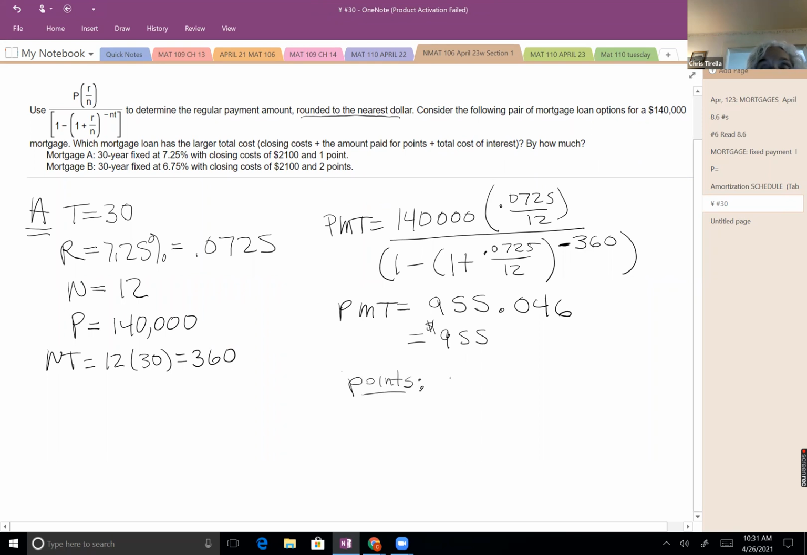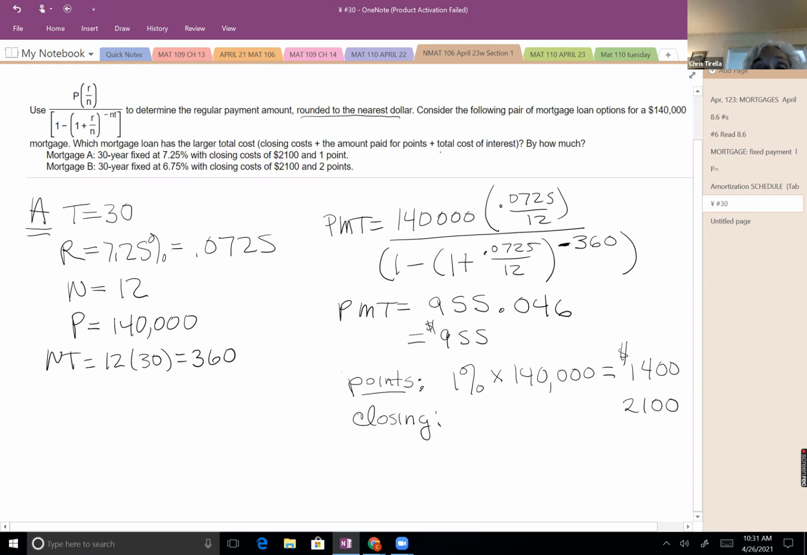This loan is 1 point, so it's 1% of the mortgage amount, which gives me $1,400. We know that our closing costs are $2,100.